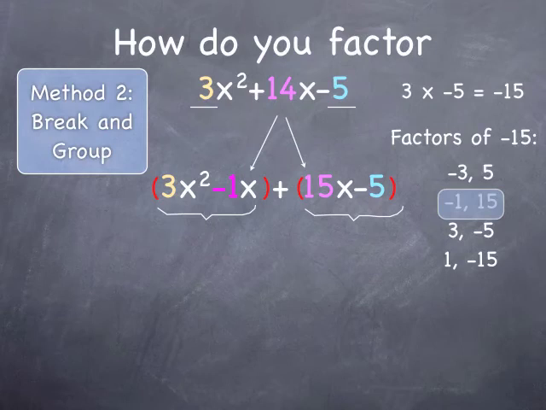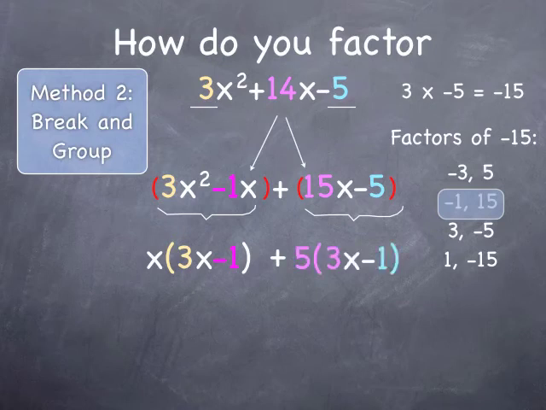In the first group, I notice that I can factor an x out. When I do that, what's left behind inside the parentheses is 3x minus 1. In the second group, I notice that I can factor out a 5. And when I do that, what's left behind in the parentheses is also a 3x minus 1. These factored expressions are still being added together.